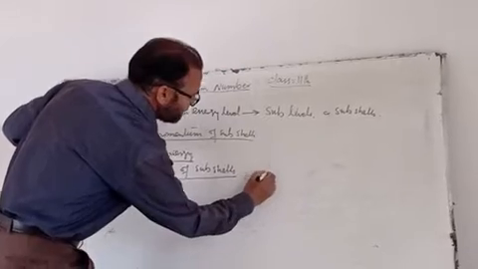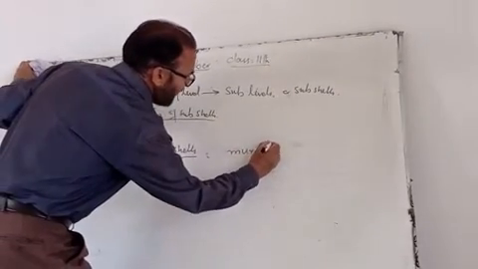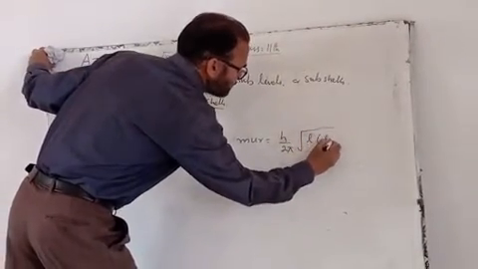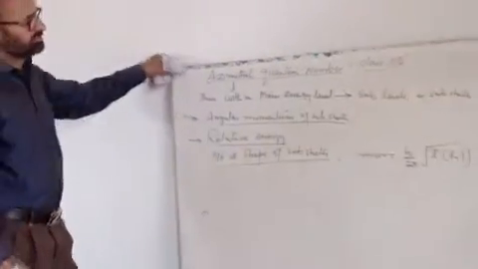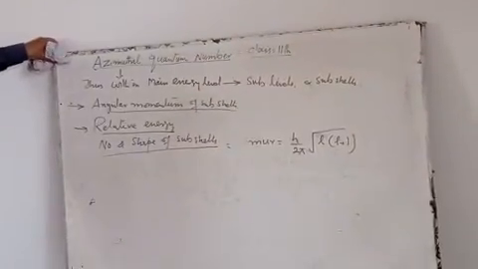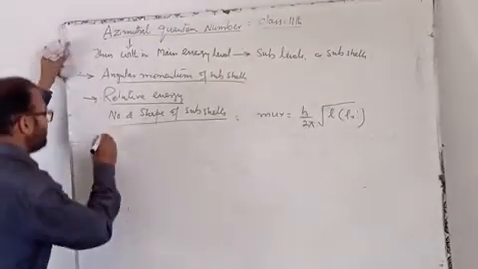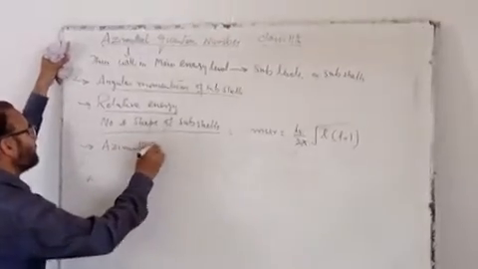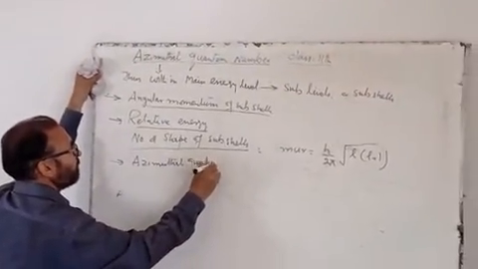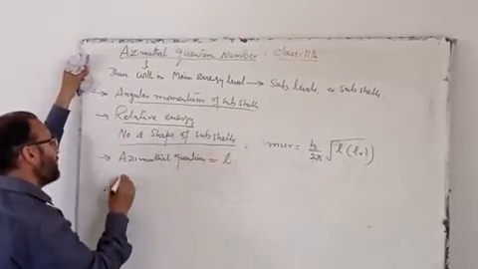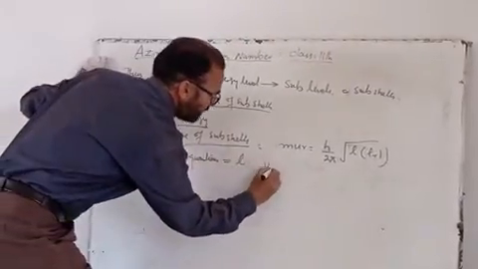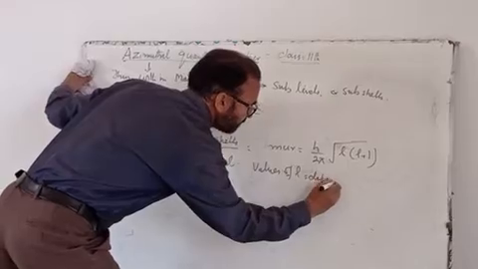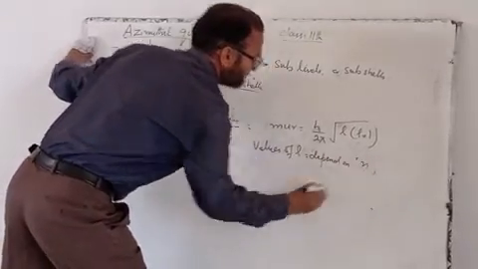Now, mathematically, the azimuthal quantum number is given by mu equal to h by 2 pi under root of L into L plus 1. It is denoted by L, and the values of L depend on the principal quantum number, that is n.